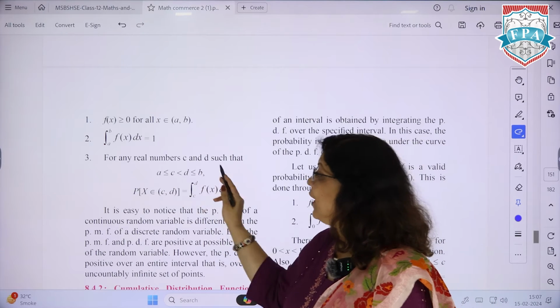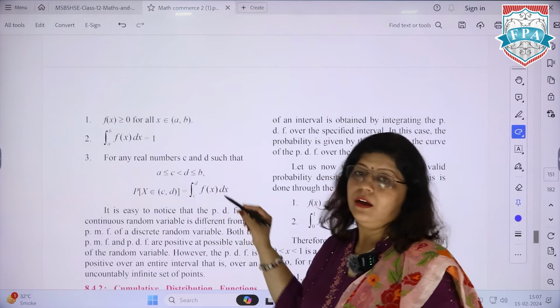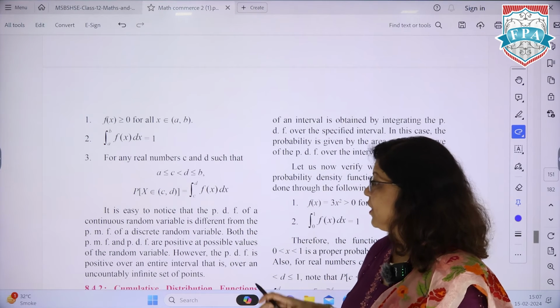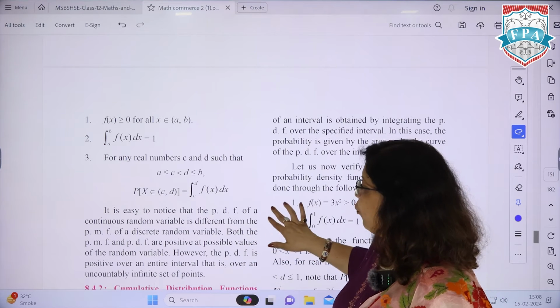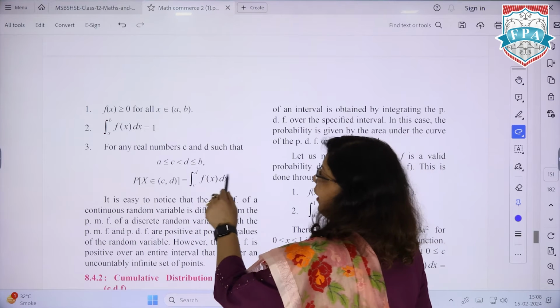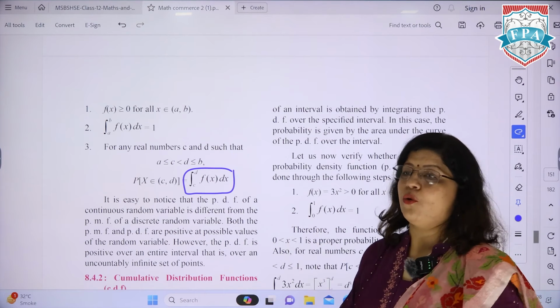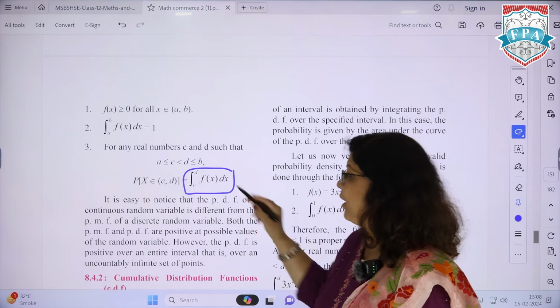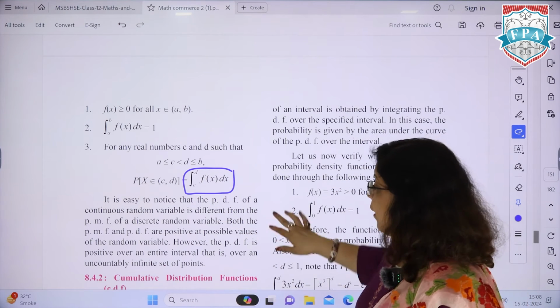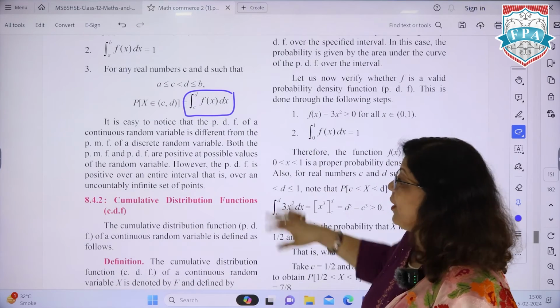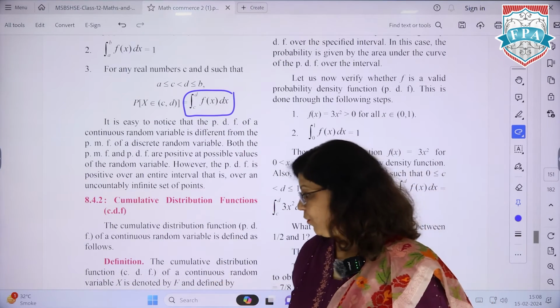Then for any real number between A and B, it can be C or D, whatever you have to find out, the probability density between any two variables, we change the integration limits from C to D to get f(x) dx. Completely, the interval basically decides the probability density function.